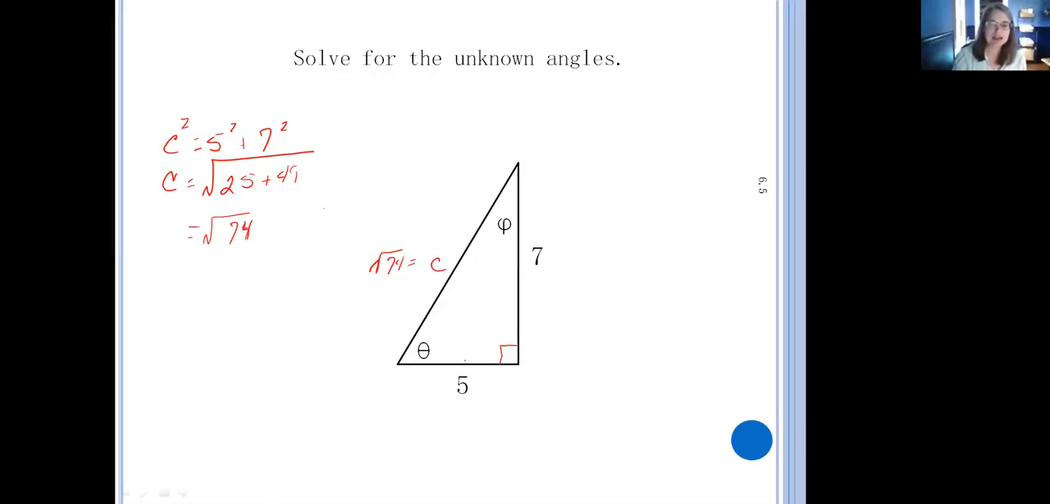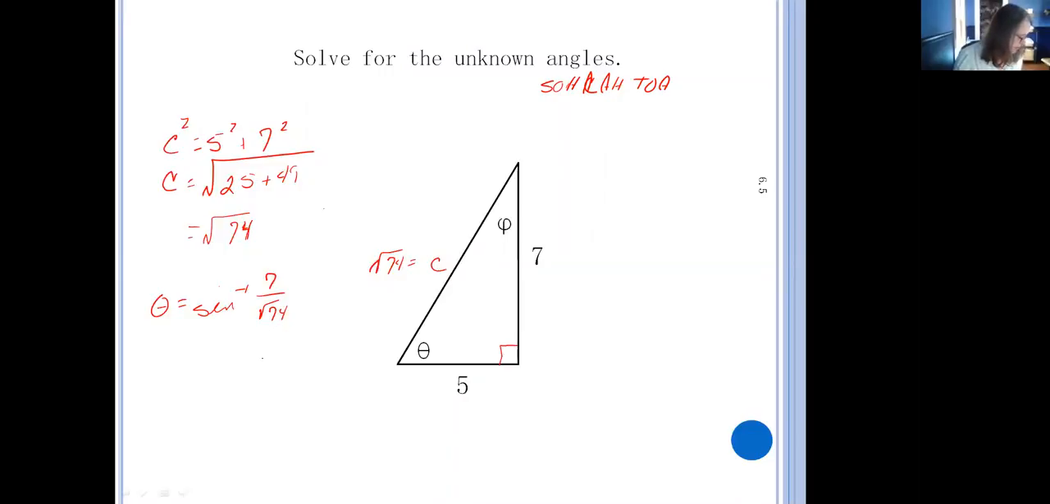This is one way to do it, and then we could use sine and cosine. So we could say what angle theta would be. SOHCAHTOA: sine is opposite over hypotenuse, so theta will be the inverse sine of 7 over the square root of 74, which I can get from my calculator.